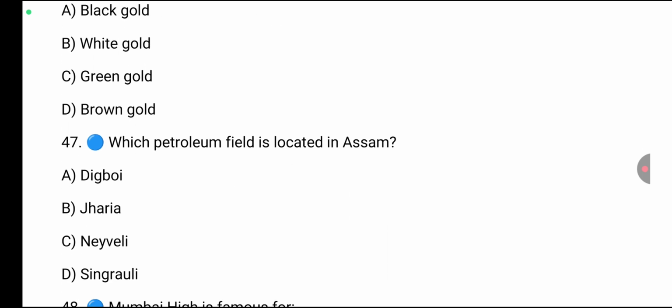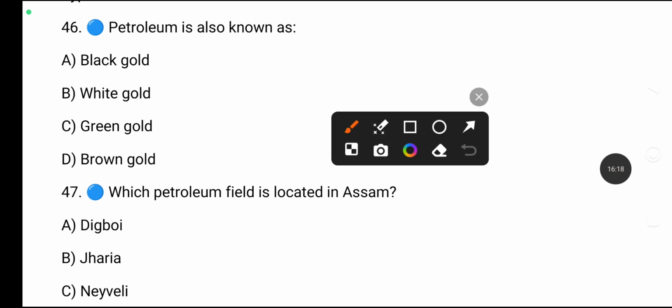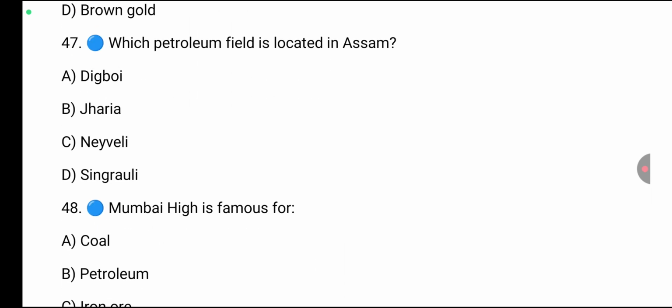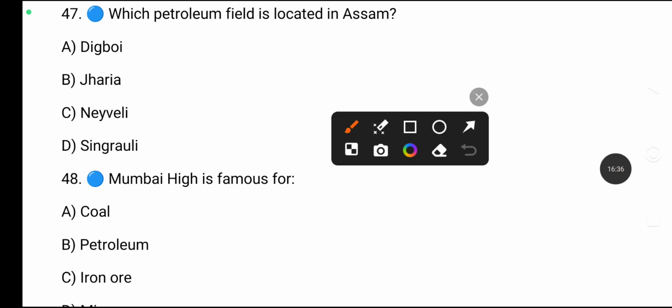Now moving on to question number 46. Petroleum is also known as a dash. Black gold, white gold, green gold, brown gold. That is black gold. Now moving on to question number 47. Which petroleum field is located in Assam? Digboi, Jharia, Naviali, Singali. That is Digboi.